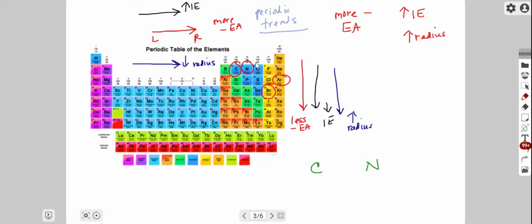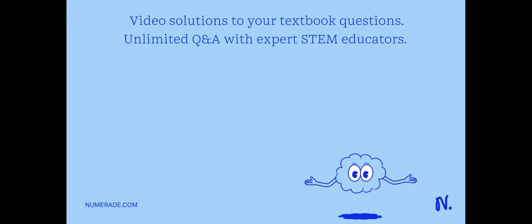Ionization energy is kind of the opposite of electron affinity. It's the energy required to strip away an electron from something.